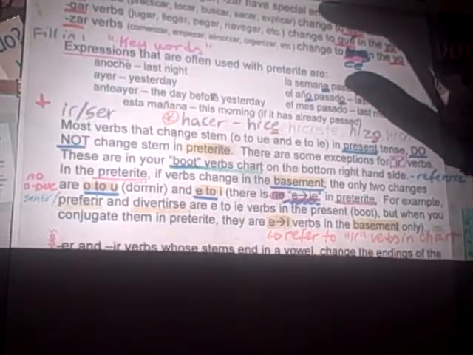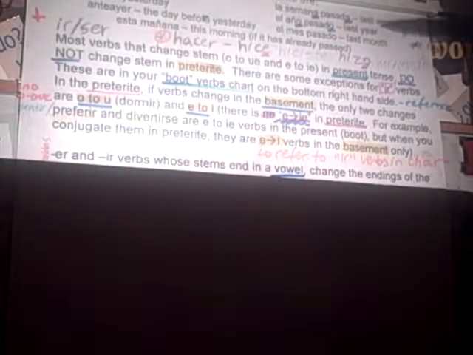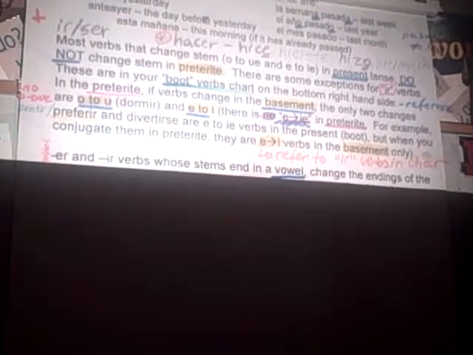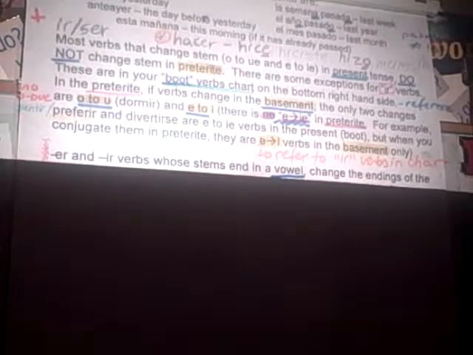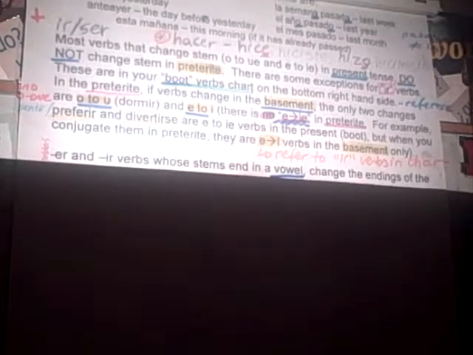Okay. And then we talked about this, we just didn't go into too much depth, that some ER and IR verbs have a stem that ends in a vowel. Now what's the difference between a stem and the whole infinitive verb? The stem is just without the ending. Correct. So the stem is everything up until AR, ER, IR that you're going to drop to make the conjugation. So when the last letter of the stem is a vowel, you're going to end up with basement verbs.